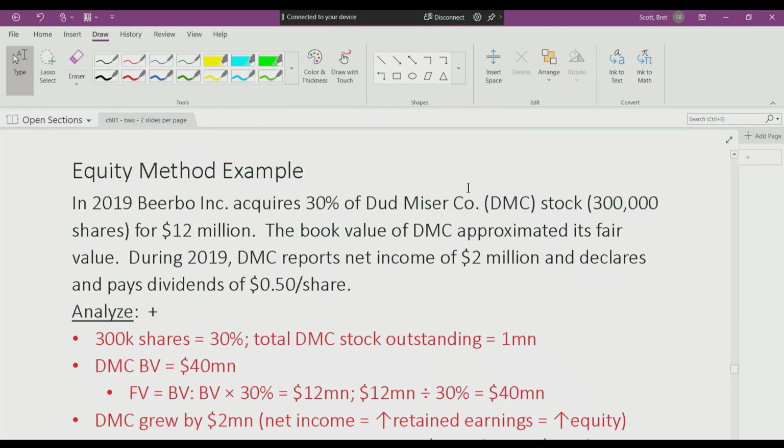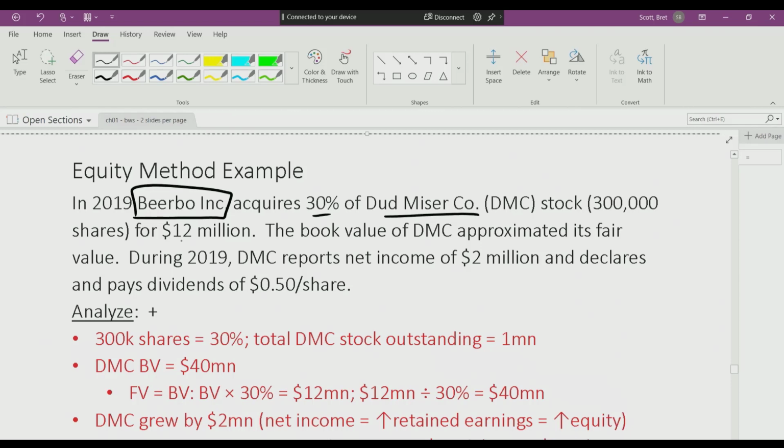All right, for those of you who don't know my examples that I use in class and on exams, the main character in my accounting stories is Beerbo Inc. Okay, that's the focus of most of the examples. Every other entity is some outside entity. So in this example, assume that we are Beerbo and we acquire 30% of Dudmeiser Company, or DMC, outstanding stock, 300,000 shares. We pay $12 million. The book value of DMC approximates its fair value. You don't really see that. Usually when you look at a company's market value of equity, it far exceeds their book value of equity. Okay, but in this case, let's keep it simple.